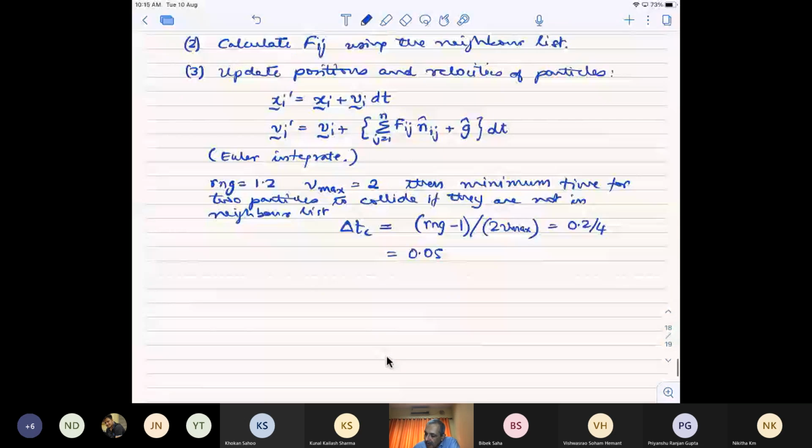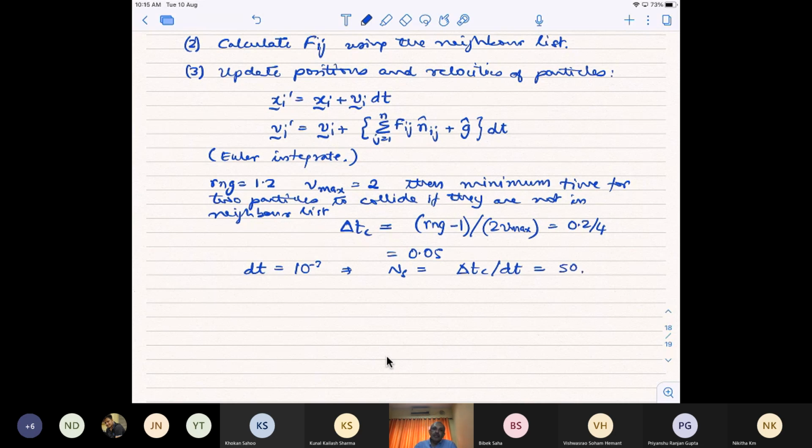So now if we take, let's say, dt to be equal to 10 raised to the power minus 3, then this implies that we can go for a time delta Tc before we update the neighbor list. So the number of steps before we update the neighbor list is just delta Tc divided by dt, which turns out to be 50.